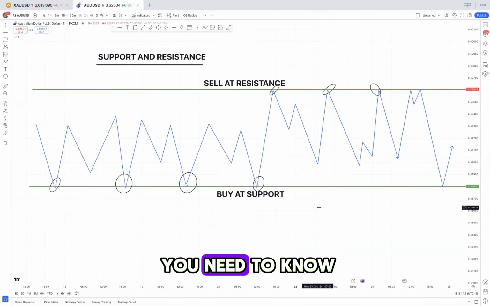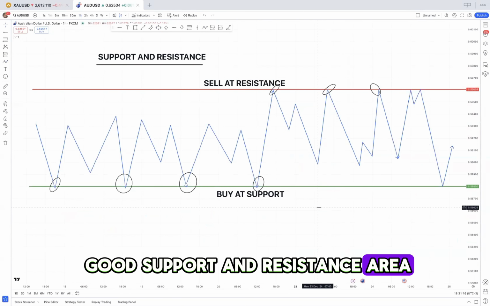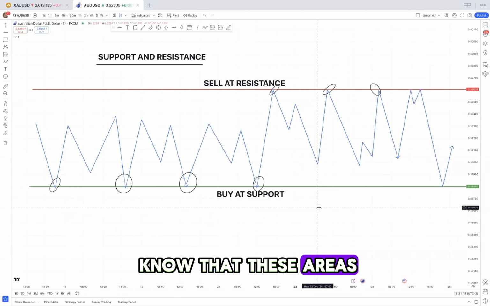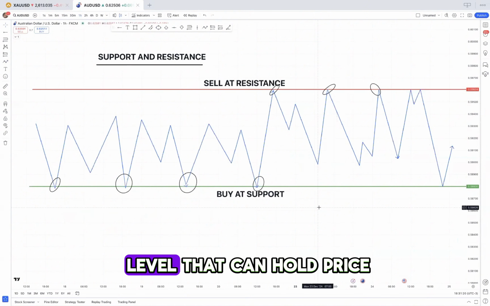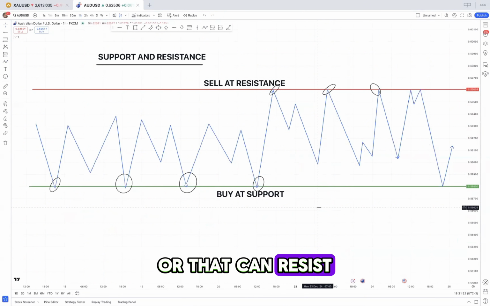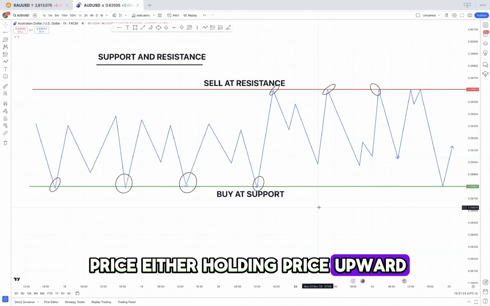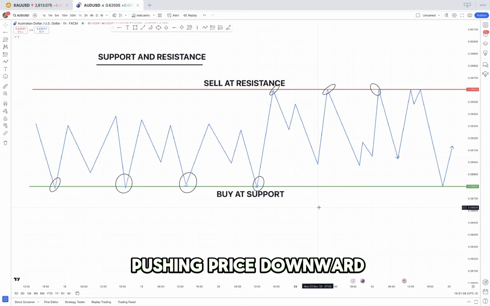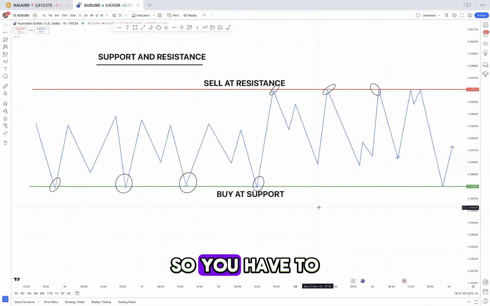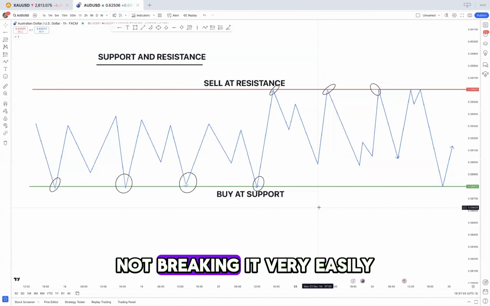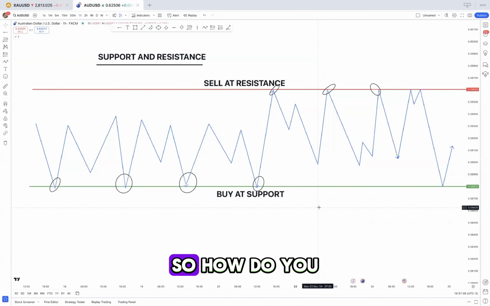So the next point you need to know before mapping out a good support and resistance area is that these areas should be a strong level that can hold price or resist price, either holding price upward, pushing price upward, or pushing price downward. So you have to know that you need a strong area, a strong zone that will be able to hold this price very well, not breaking easily. So how do you get that?